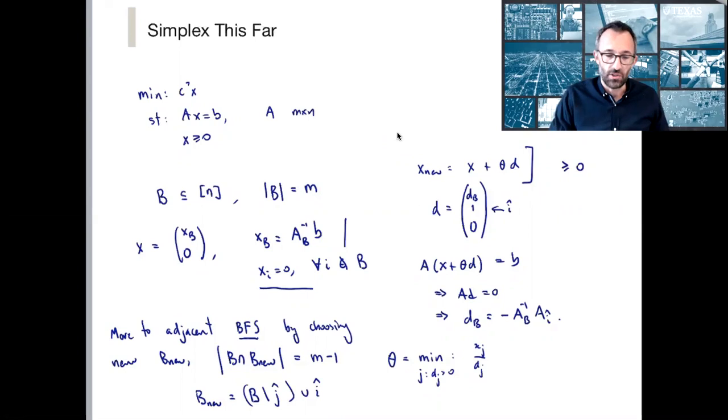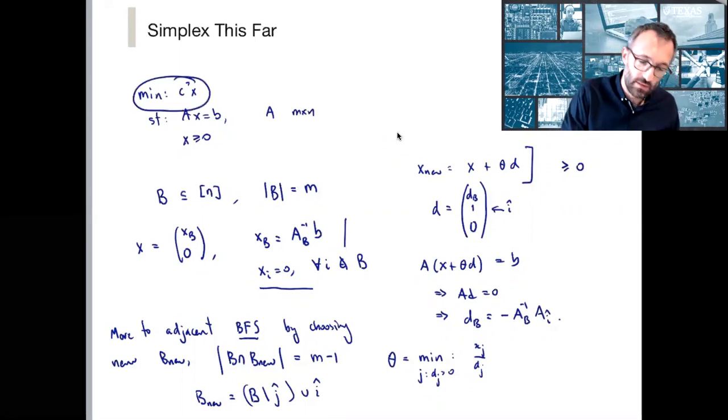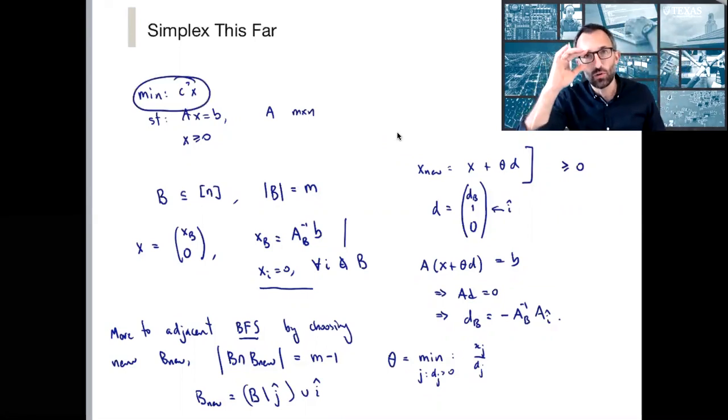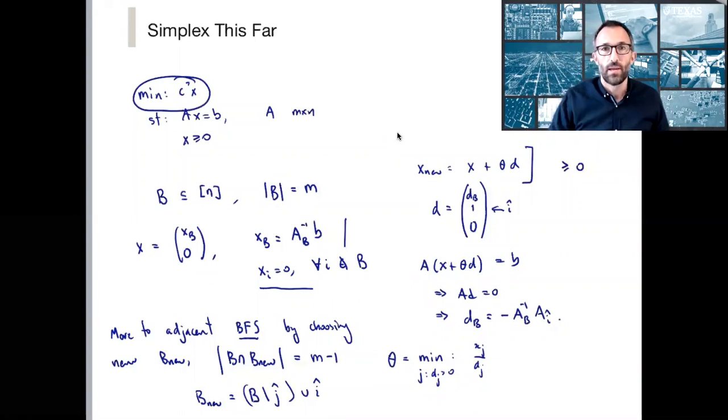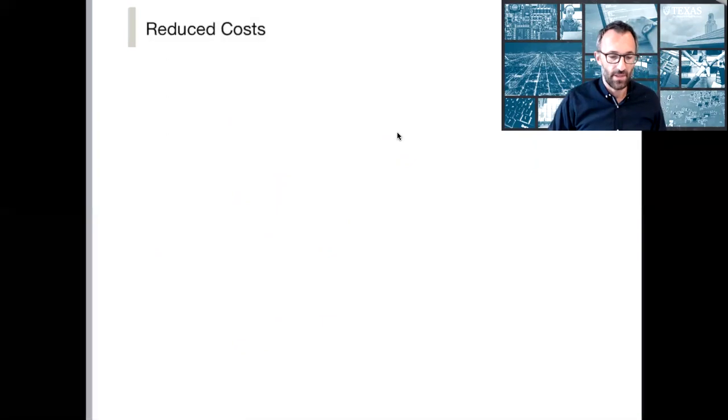What we haven't discussed so far is the objective function. So how does that change our value? And also, how is this going to help us choose a good neighboring corner to move to? Because there are going to be some corners that make our lives worse. And this brings in the very important concept of reduced cost.